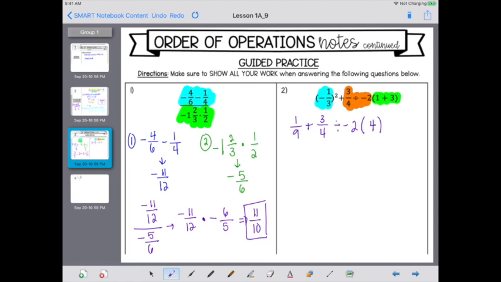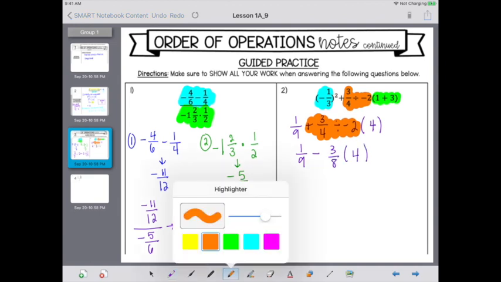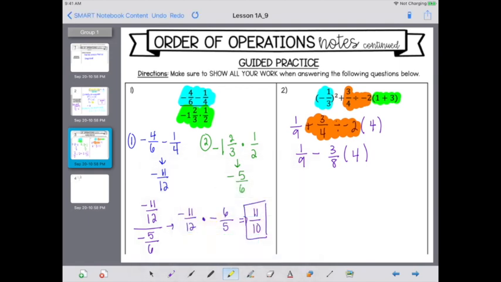So the next step we have to do is multiply or divide from left to right. 1/9 minus 3/8 times 4. We're going to multiply here with our negative 3/8 and 4. We're going to get 1/9 minus 3/2. And our answer, if we use our calculator, is going to be negative 1 7/18.